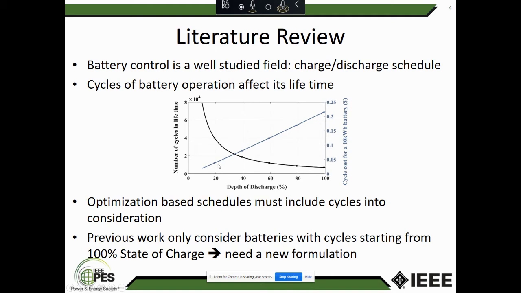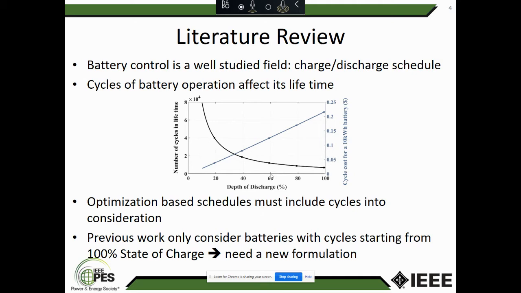And the equivalent is the linear curve. This is the inverse of the exponential-like black curve. The blue curve is basically the cost of one cycle depending on depth of discharge. We see that when a battery discharges at full depth of discharge, it will have a higher cost, meaning that the battery won't be able to handle too many cycles at full depth of discharge.